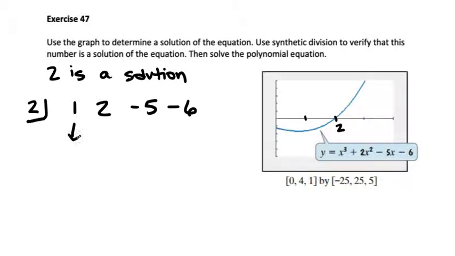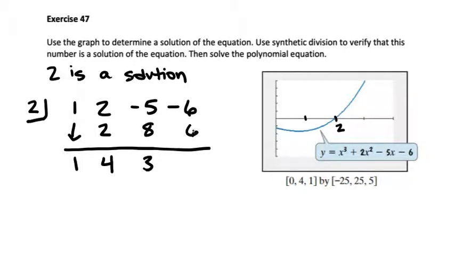Now I'm going to do synthetic division. Bring down the 1, multiply by 2. 2 goes up here. Add 2 plus 2 is 4. Multiply 4 by 2, that's 8. 8 goes up here. Negative 5 plus 8 is 3. And 3 times 2 is 6. 6 goes up here. Add that. Remainder of 0 means that yes, 2 is a solution. So I've checked that. That worked out as I expected that it should.